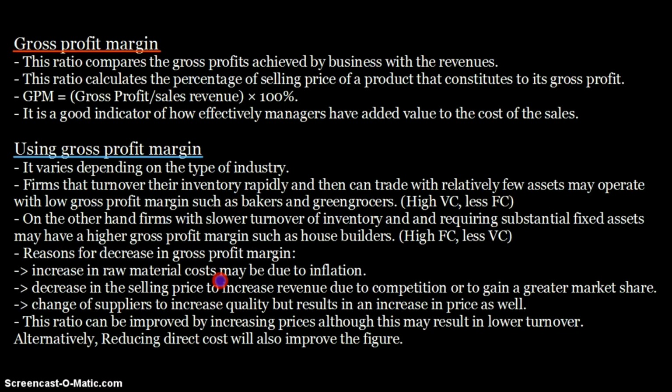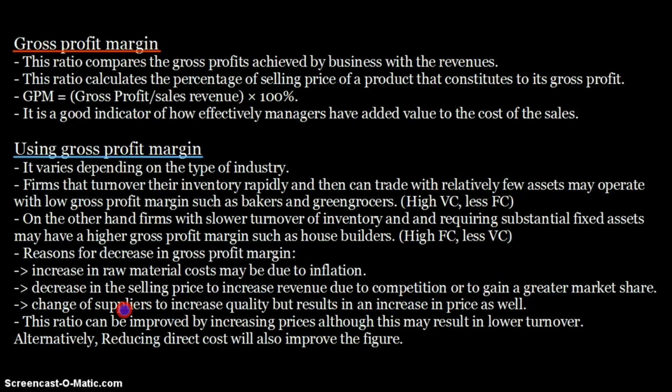The reasons for a decrease in gross profit margin would be an increase in raw material costs, which may be due to inflation, or a decrease in the selling price. Of course, if there's a decrease in selling price, your gross profit margin will also decrease. But you might have to decrease your selling price in order to increase your revenue due to competition, or to gain a greater market share.